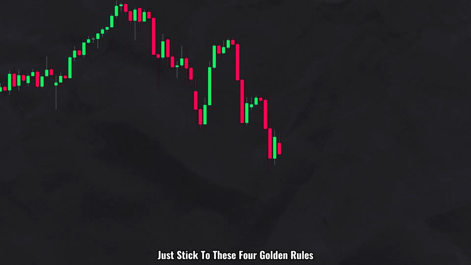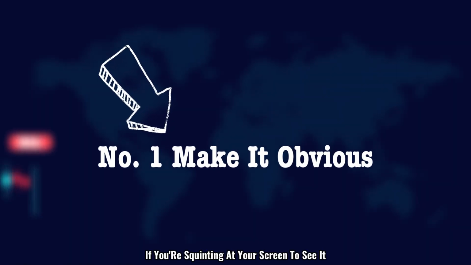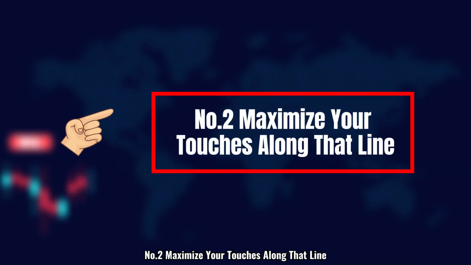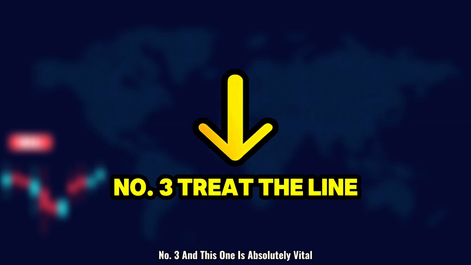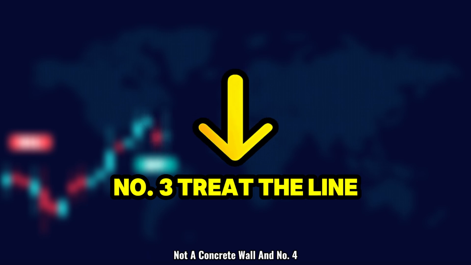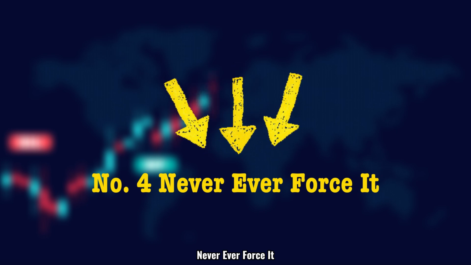Okay, so how do we actually draw them correctly? Just stick to these four golden rules. Number 1, make it obvious. If you're squinting at your screen to see it, it's not a good trend line. Number 2, maximize your touches along that line. Number 3, and this one is absolutely vital, treat the line as a flexible area or zone, okay? Not a concrete wall. And number 4, never, ever force it. We use these lines as a handy guide, definitely not as the absolute law.